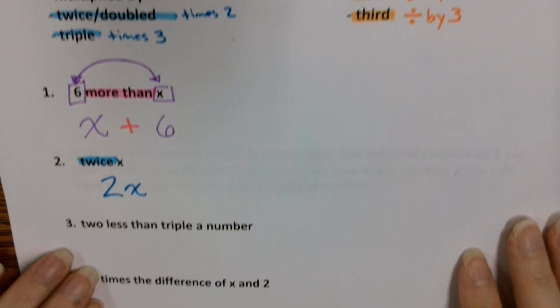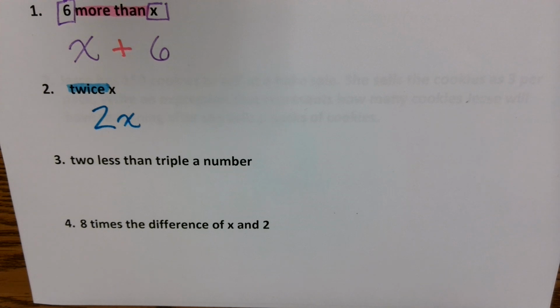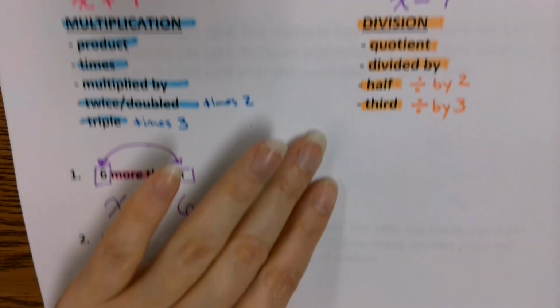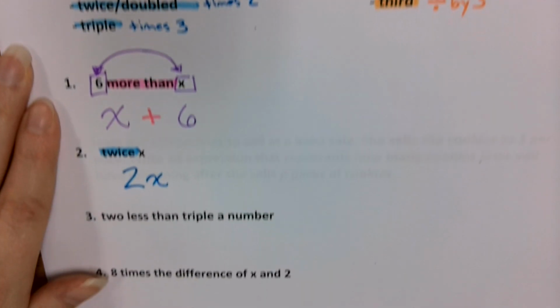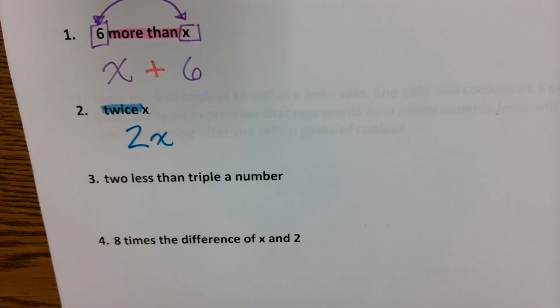All right. 2 less than triple a number. Who wants to tell me what they put? Madison? Okay. Good operations, wrong order. Remember, less than means what? Means subtraction, but it is order reversing, right? Less than is order reversing, so you had to flip that order. So instead of 2 minus the 3x, you should have put 3x minus the 2.